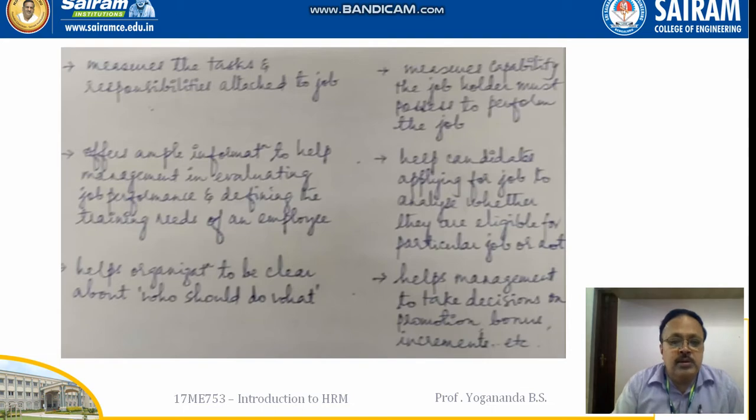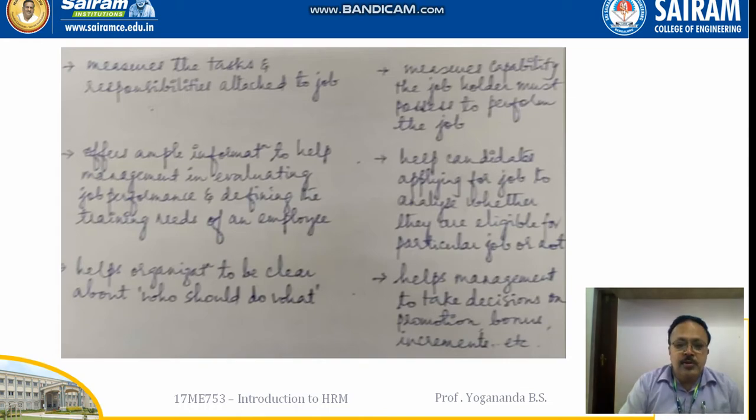So job description will measure the tasks and responsibilities attached to the job, whereas job specification will measure the capability the job holder must possess to perform the job. Job description will offer ample information to help management in evaluating job performance and defining the training needs for any employee related to the job on which he is placed.